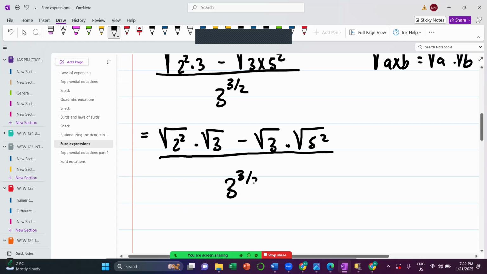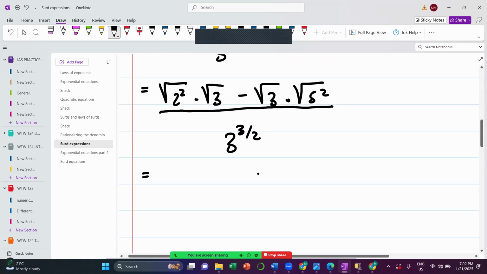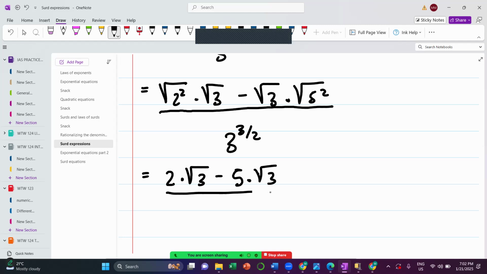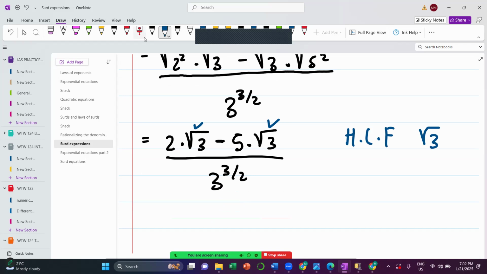Let me check. Is it 3 to the exponent of 3 over 2? Yes, we're correct. So now I know that this is just going to be 2 times square root of 3 minus 5 times square root of 3 all over 3 to the exponent of 3 over 2. I have a square root of 3 here and a square root of 3 there because of this multiplication. So I'm allowed to take out the highest common factor as being square root of 3.